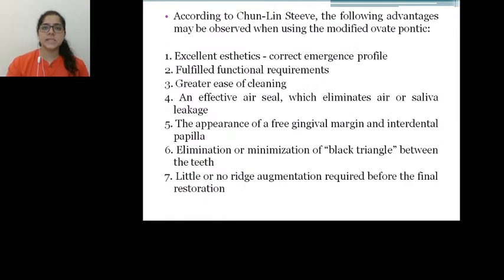According to Chun Lin Steve, the following advantages may be observed when using a modified ovate pontic. Firstly, it has excellent aesthetics as it corrects the emergence profile of the patient. It is fully functional as it satisfies all the functional requirements of the prosthesis. It has greater ease of cleaning. It forms an effective air seal which eliminates air or saliva leakage. The appearance of a free gingival margin and the interdental papilla is there. There is elimination or minimization of the black triangle between the teeth. There is little or no ridge augmentation required before the final prosthesis.